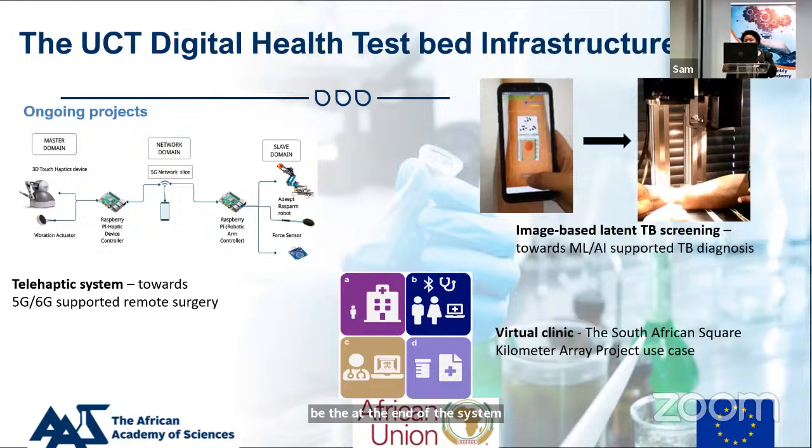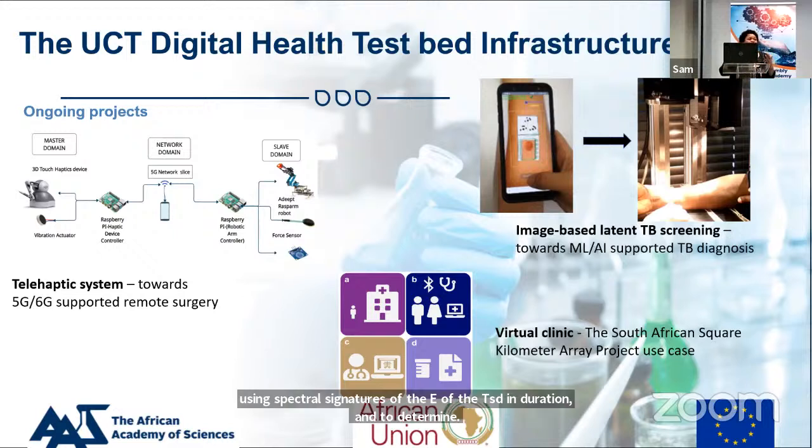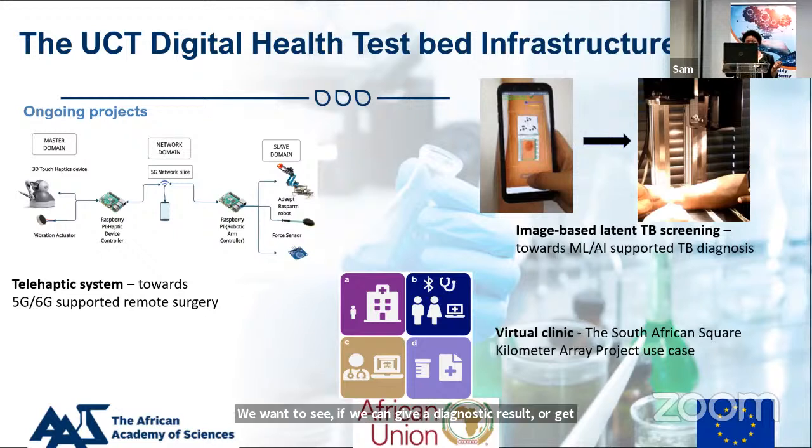The next project is the image-based latent TB screening project, where we are using mobile phones to take an image of what is called the induration during latent TB screening. We are using machine learning and AI algorithms to process these images towards aiding the diagnosis of latent TB. We are moving towards hyperspectral imaging, where with the mobile phone we are taking normal 2D images, but with hyperspectral imaging, we are looking at using spectral signatures of the TST induration, to see if we can get a diagnostic result from the spectral images.